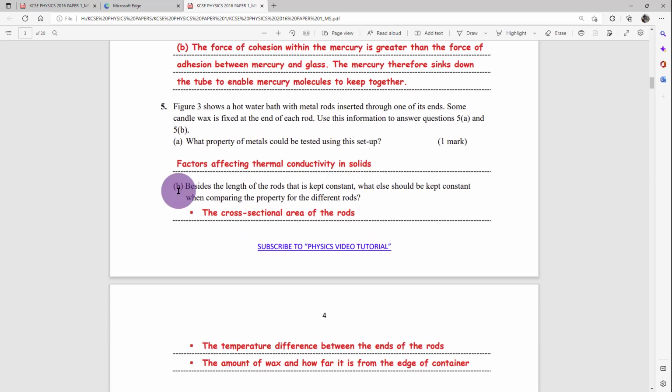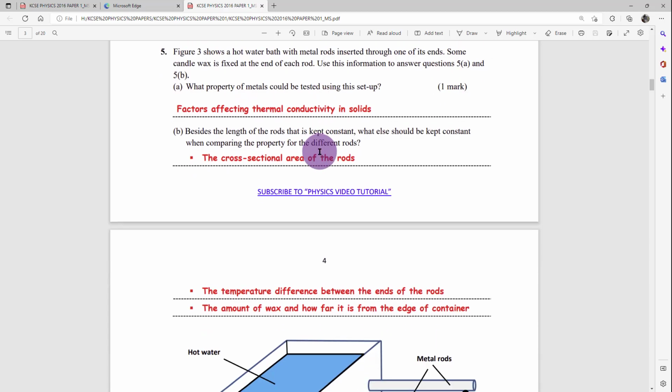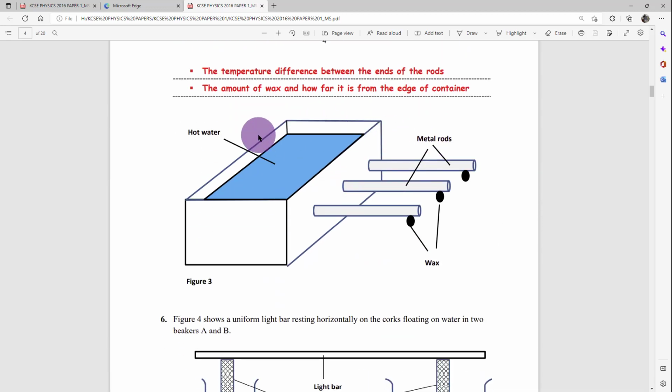Let's go look at question 5. We are told that figure 3 shows a hot water bath with metal rods inserted through one of its ends. Some candle wax is fixed at the end of each rod. Use this information to answer questions 5A and 5B. What property of metal could be tested using this setup? Of course, we are talking about this setup here.